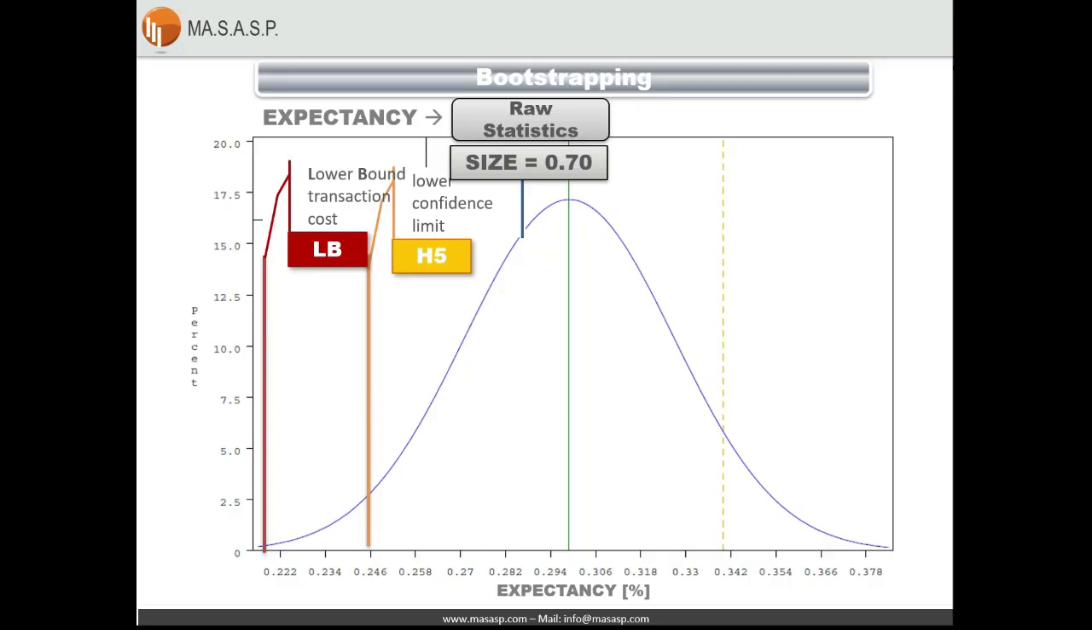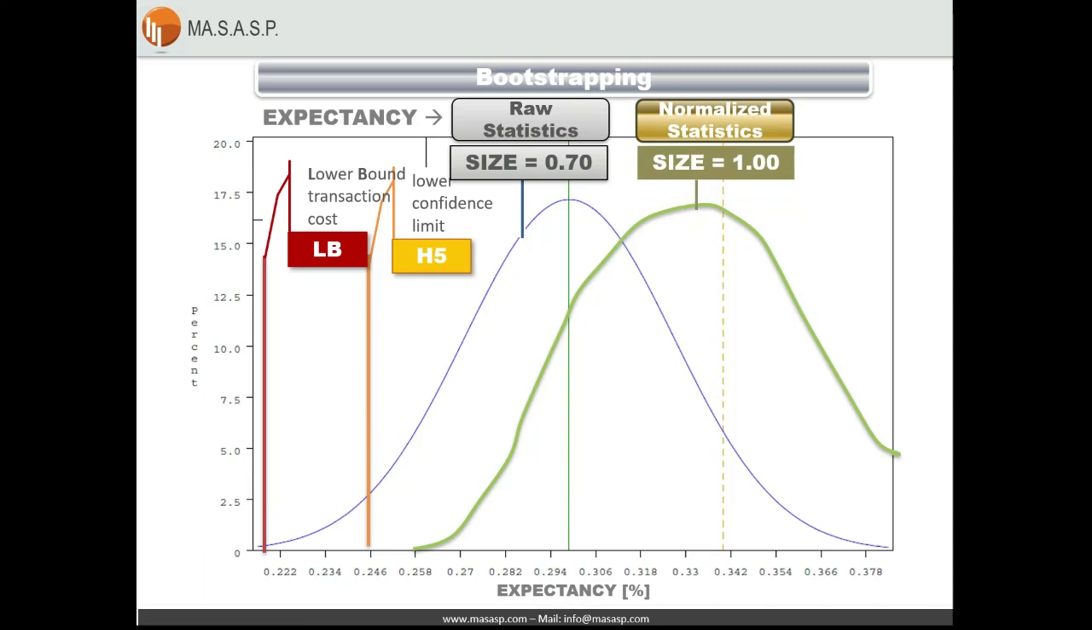Besides the raw expectancy distribution, the blue one, we have an additional wrapper which refers to the normalized expectancy distribution. As position sizes are always smaller than or equal to 1, these normalized estimates will always be bigger than the raw estimate. Looking at the raw estimates then would be penalizing.